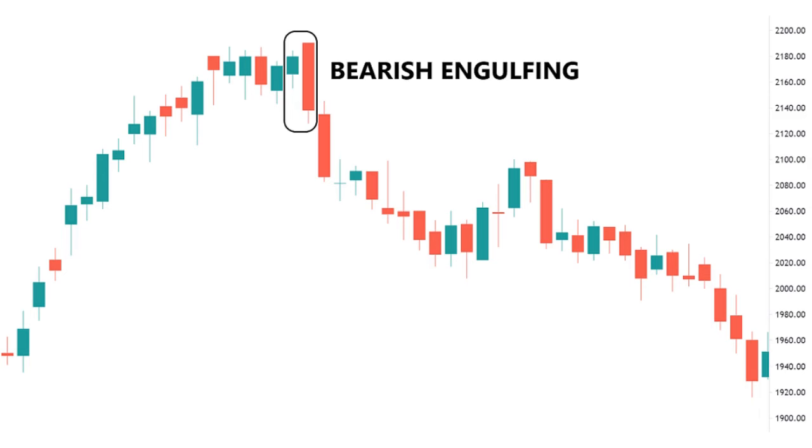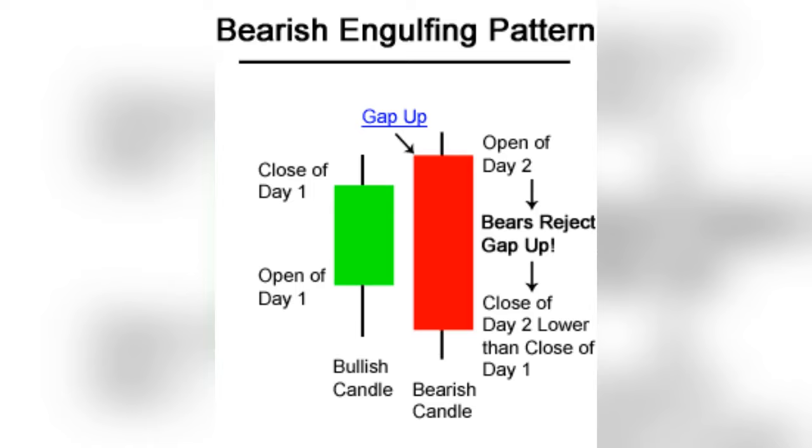Bearish engulfing pattern. The bearish engulfing pattern comprises two main components. The first candle is a bullish candle indicating an ongoing uptrend. The second candle is a larger bearish candle that completely engulfs the real body of the first candle.